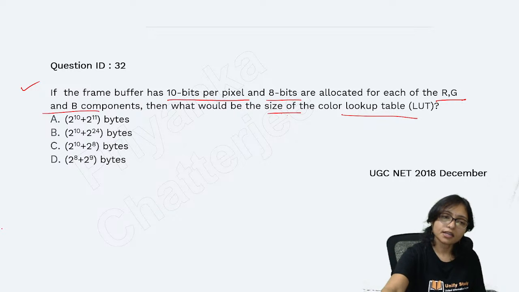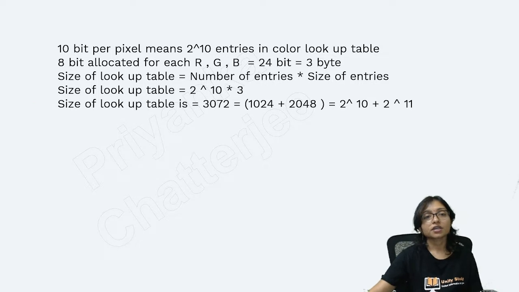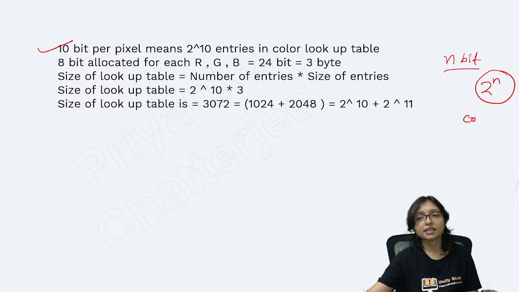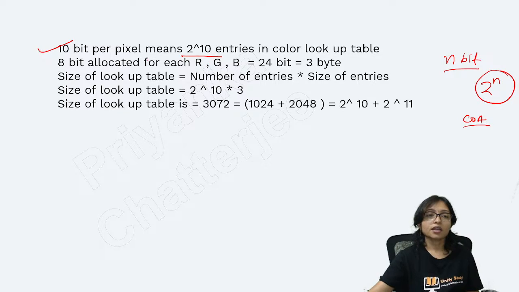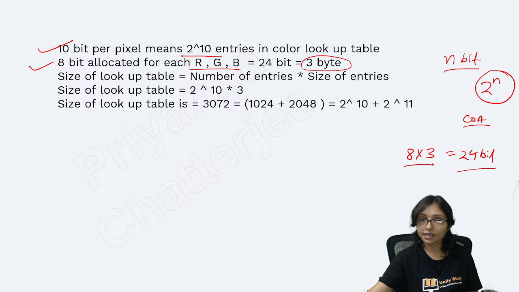Yes, here the answers are coming. Option A will be the correct answer. Why and how to do it? Here it is given that 10 bits per pixel, so how many entries will be there? Same concept: when n bits are required, how many entries will be there? 2 to the power n. That we learn in computer architecture. So 2 to the power 10 entries will be there. Now 8 bits are allocated for each of RGB, so 8 multiplied by 3, since 3 colors are there, that is 24 bits. 24 bits means I can write that as 3 bytes.